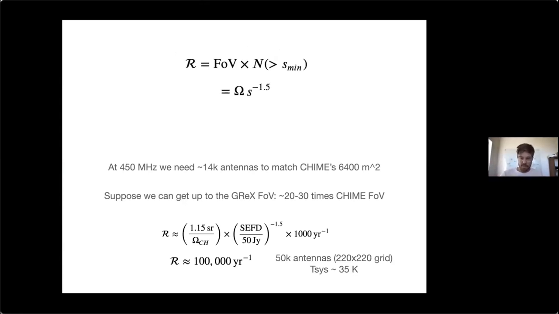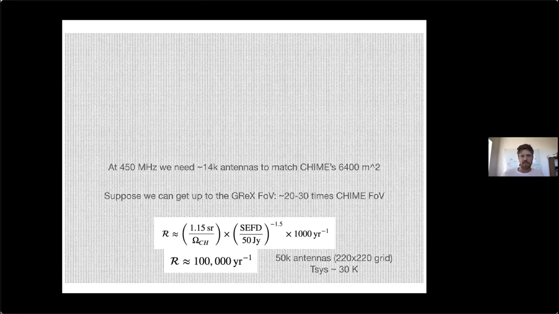So just to emphasize that I'm not trivializing this pretty incredible task, this is a grid of 220 by 220 antennas for 50,000 in total. And for each of these antennas, you need to amplify and digitize and channelize and send all of that data to a beamformer where you're going to create 50,000 beams. And then, of course, you have to search in real time 50,000 beams, excise RFI, all that stuff. So this is a massive task.